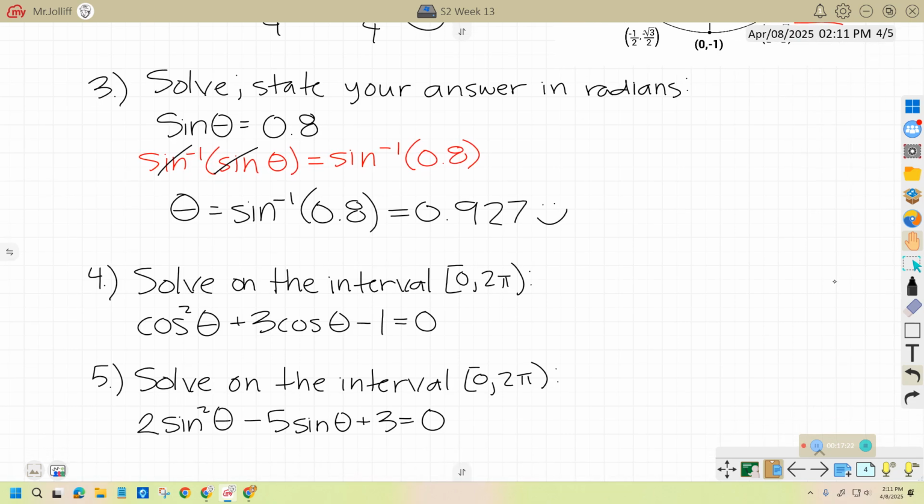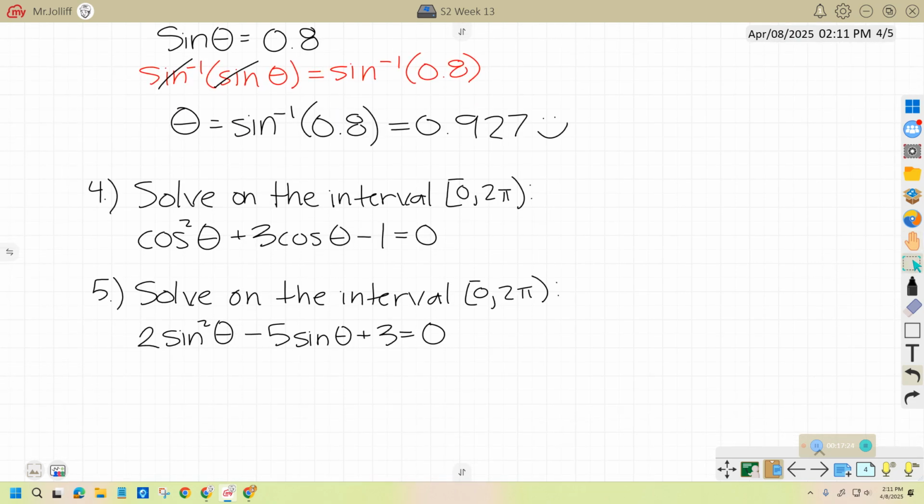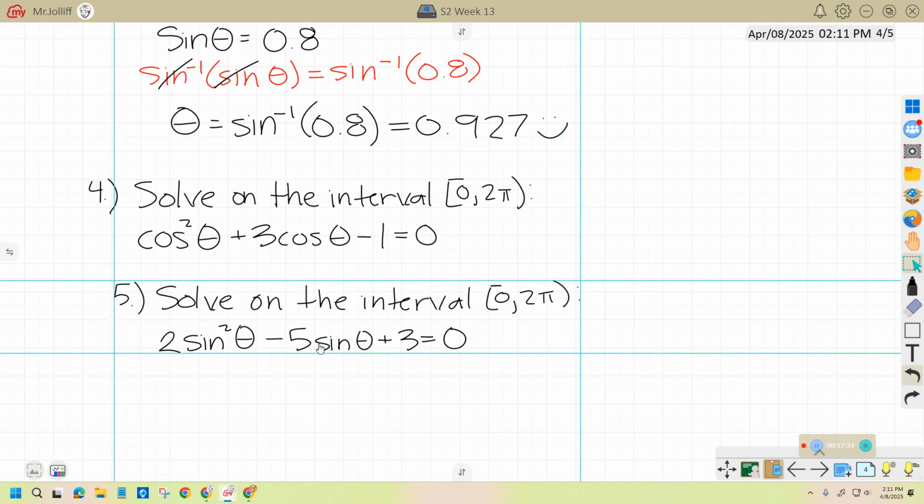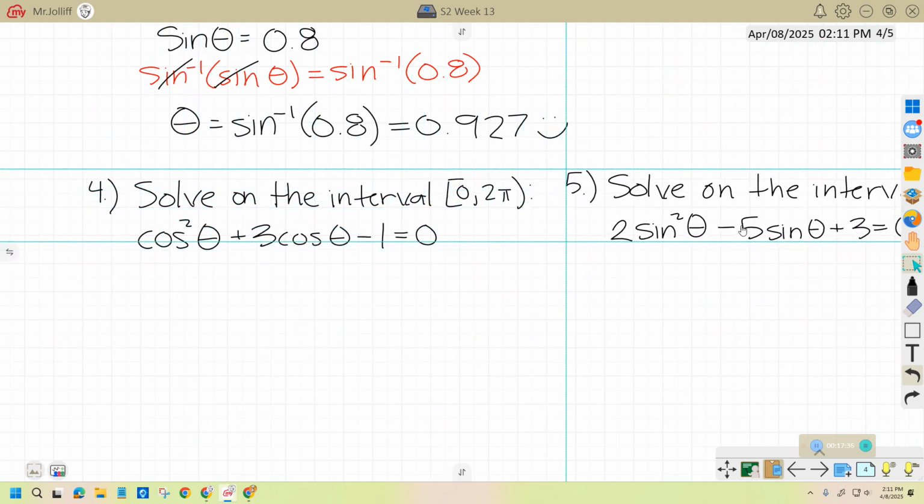Wait, why are those so on top of each other? I don't know. I lost my mind. That's what happened there. That shouldn't be there. Let's move that this way. We'll do that next.